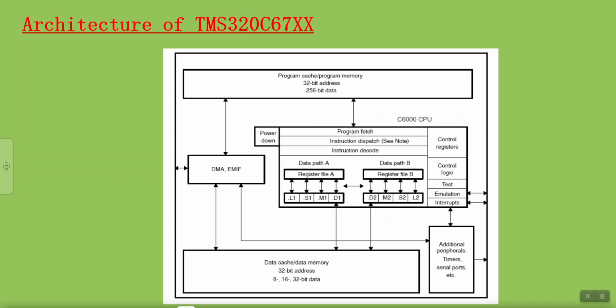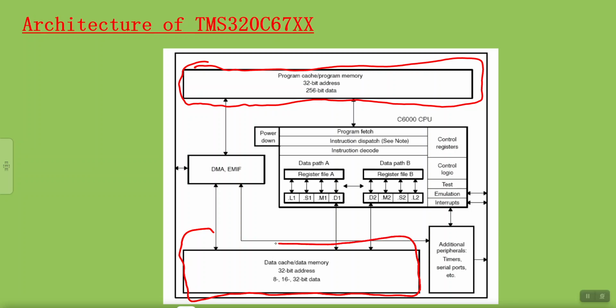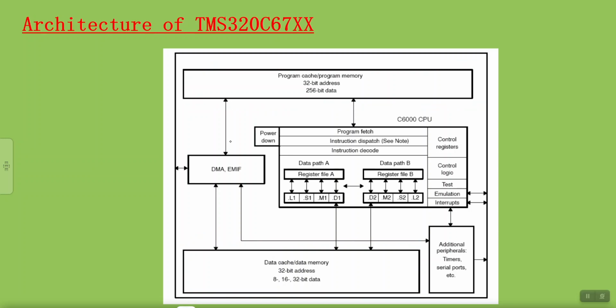The next is memories, and it has two memories since this follows Harvard architecture, so separate memories for data memory as well as program memory. And next is the DMA and EMIF, that is the direct memory access and external memory interface. And the last section goes to the additional peripherals like timers, serial ports, memories, etc.